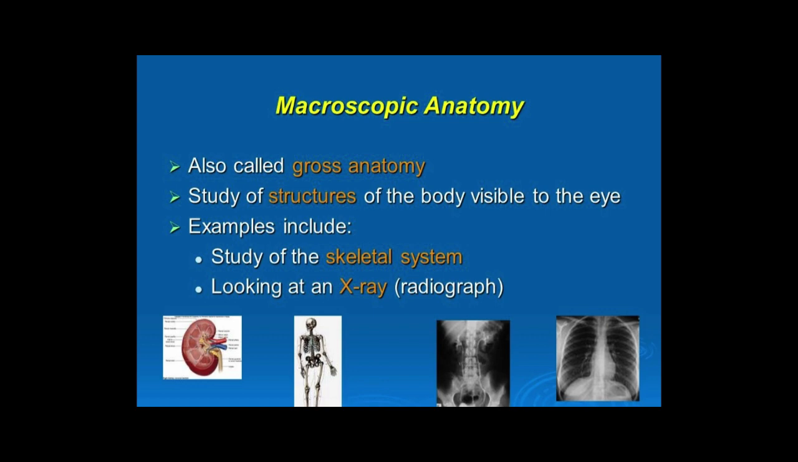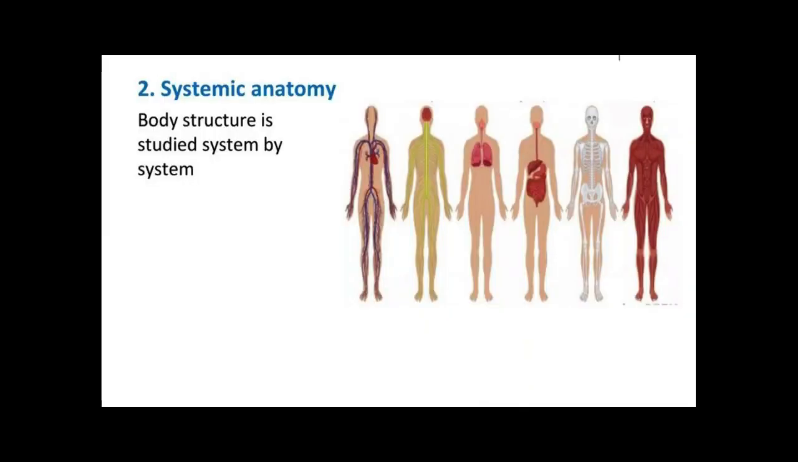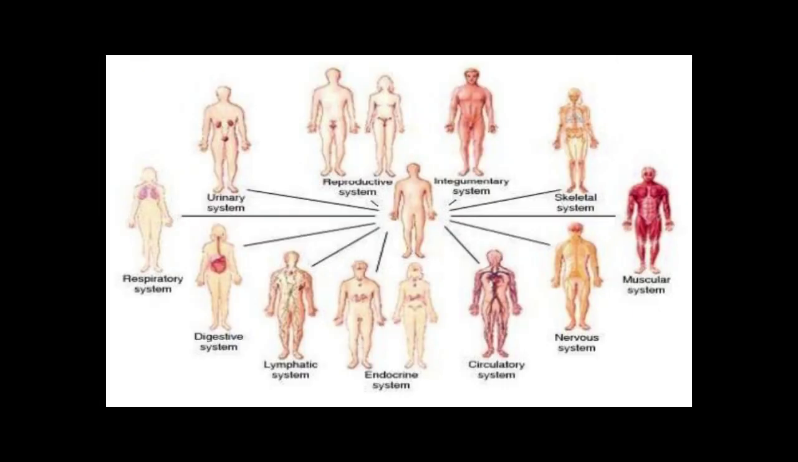What is meant by system anatomy? System anatomy is the study of the structure of a specific system of the human body. So system, you know about the system. Some of them are the digestive system, respiratory system, and the nervous system. The study of the structure of a specific system comes under system anatomy.